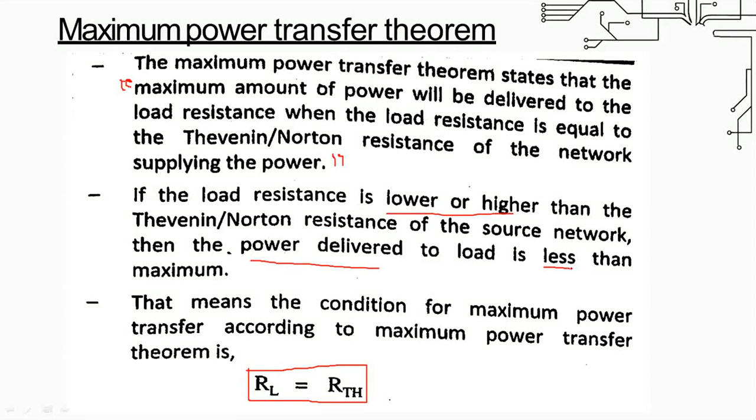Whatever maximum value we should get at the load resistance will have a lesser value if the load resistance RL is less than or greater than Thevenin's resistance. So this was the main statement of the maximum power transfer theorem. This one, maximum amount of power, this is the main statement. And this was the condition that what happens when lower or higher value is occurring.